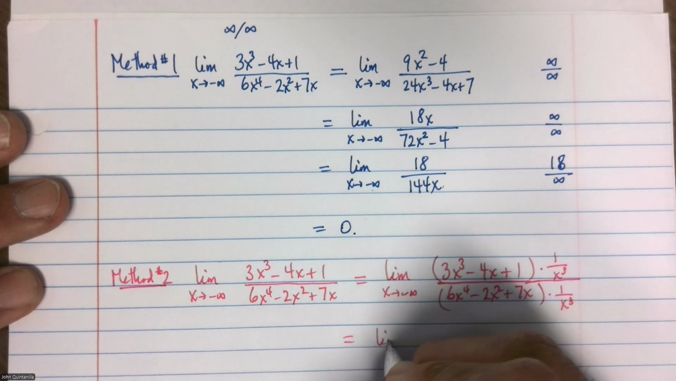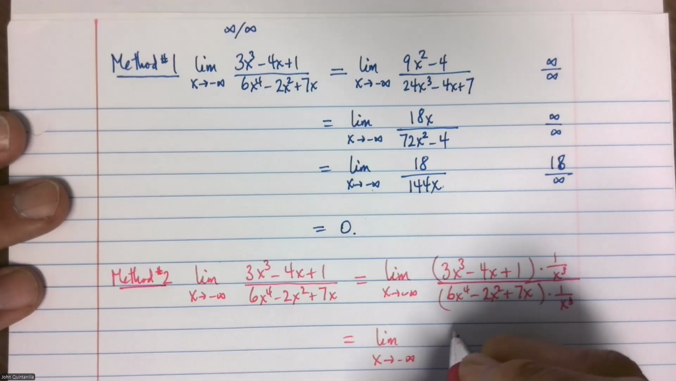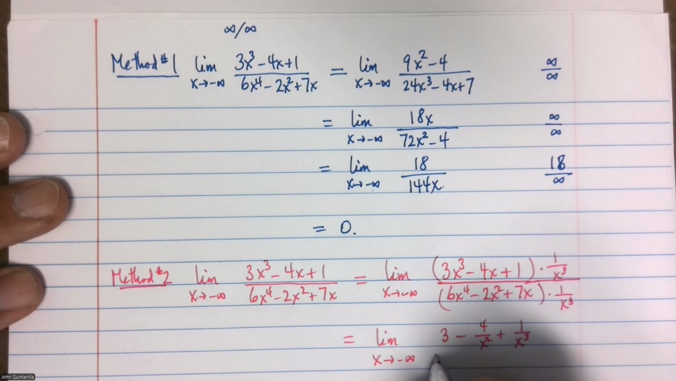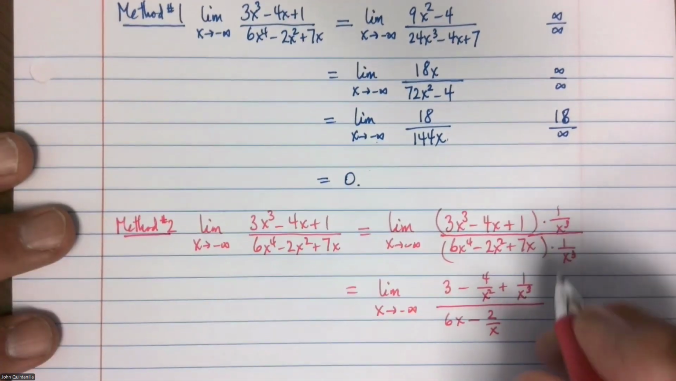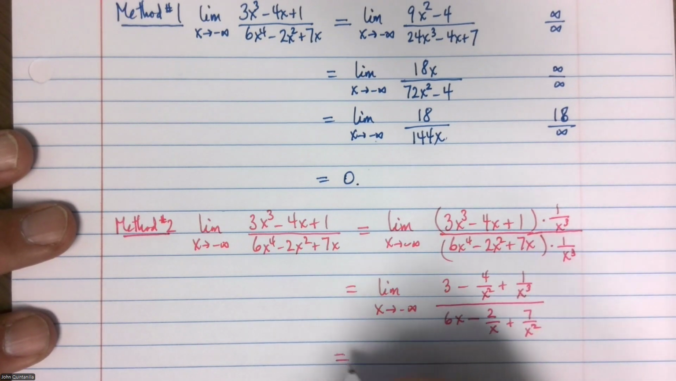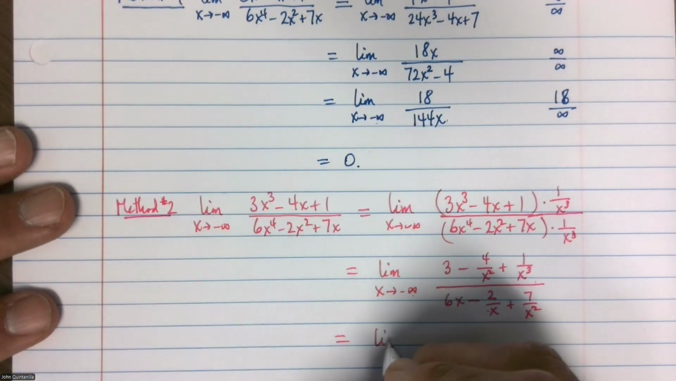I'm multiplying by the same thing on the top and the bottom. All right, now what happens? We get the limit as x goes to negative infinity of 3 minus 4 over x squared plus 1 over x cubed all over 6x minus 2 over x plus 7 over x squared. All right, now what happens to all of these terms as x goes to negative infinity? All of these terms go to 0, and so they can be ignored.